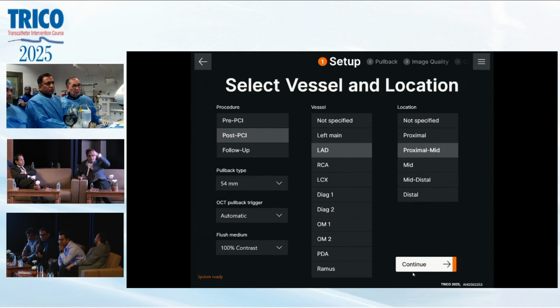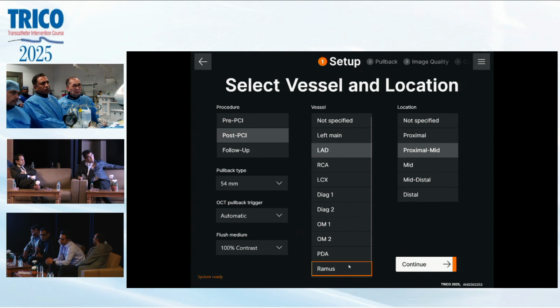So you're doing a 54 pullback? Yes, we planned to have a 54 millimeter pullback. That's a great point, because if one wants to see whether it's a link or a strut across the side branch, you need a 54 pullback. Alright, let's go. Ready? Yes.